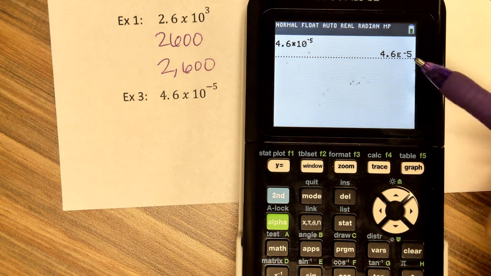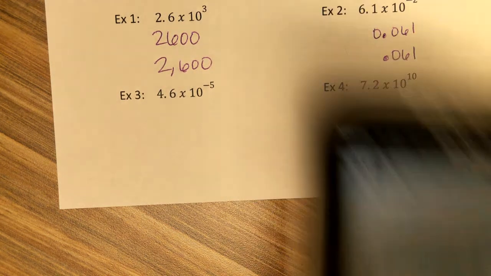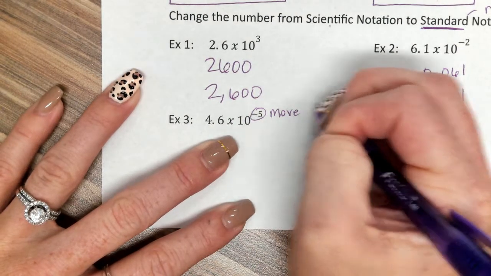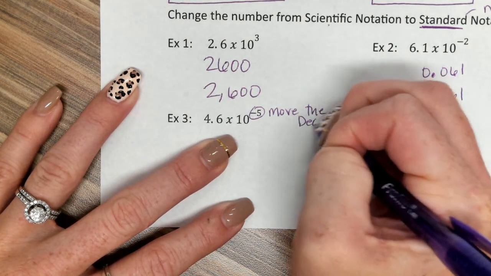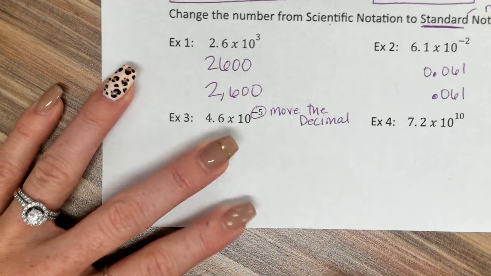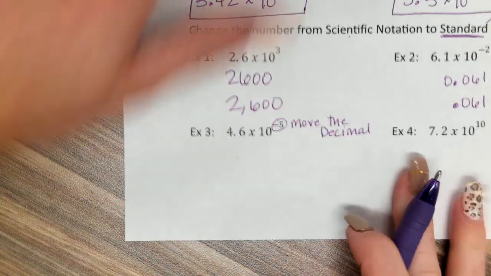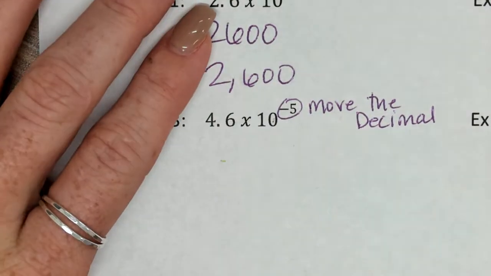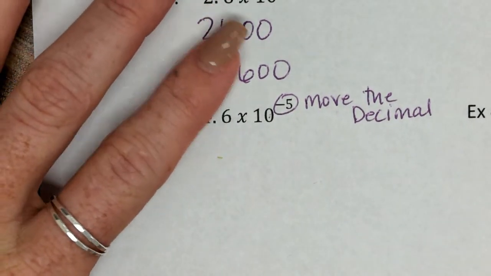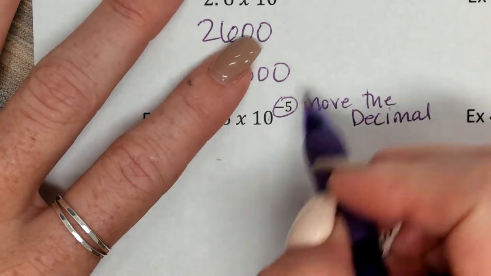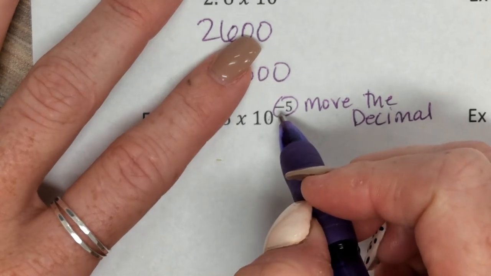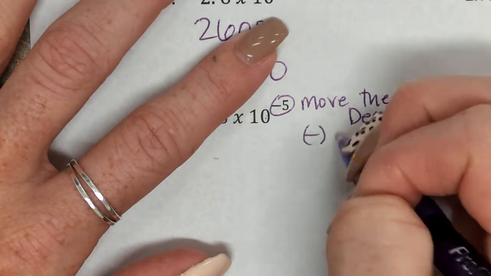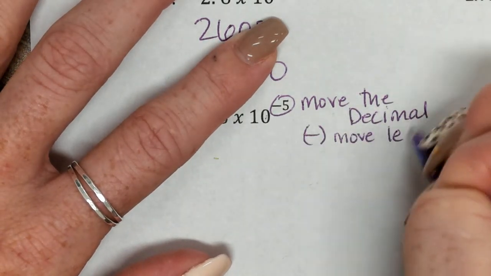Okay? If it ever doesn't work, all you're going to do is move, write this down, move the decimal. You're going to move it the number that the exponent is. So how many times am I going to move this decimal? 5 times. If it's a positive exponent, I'm going to move the decimal to the right. If it's negative, I'm going to move it to the left.